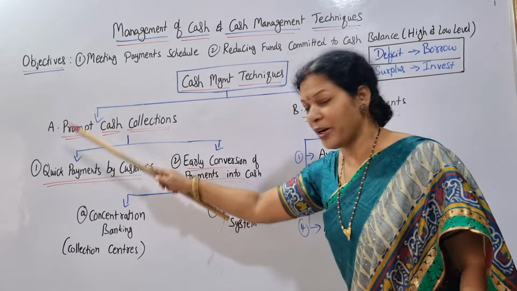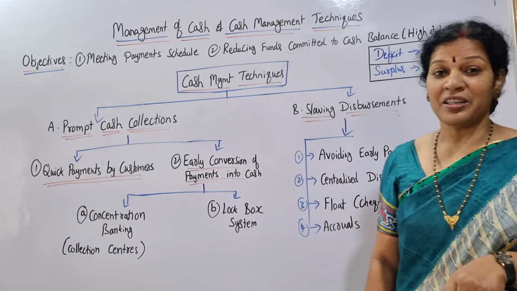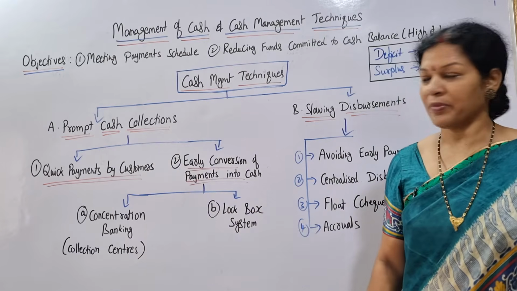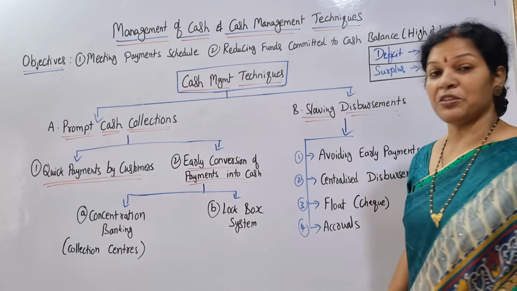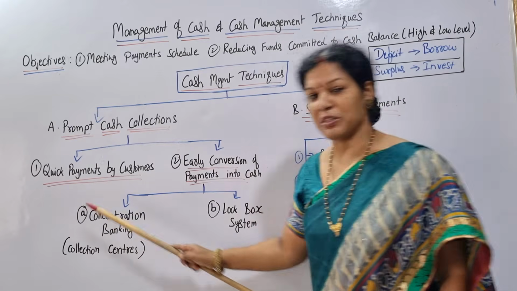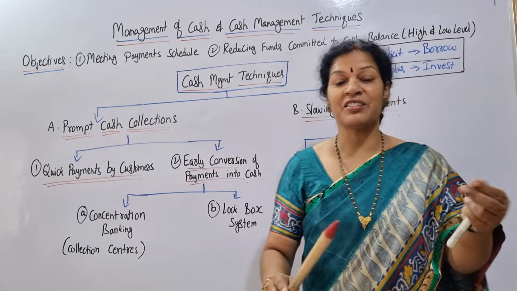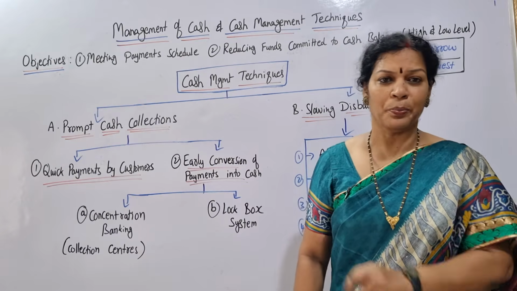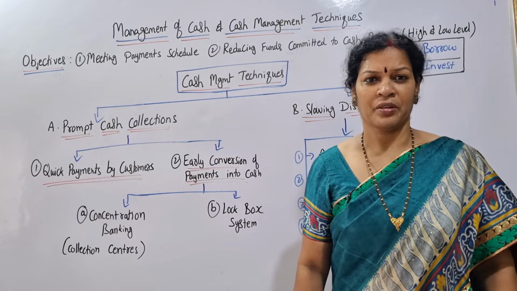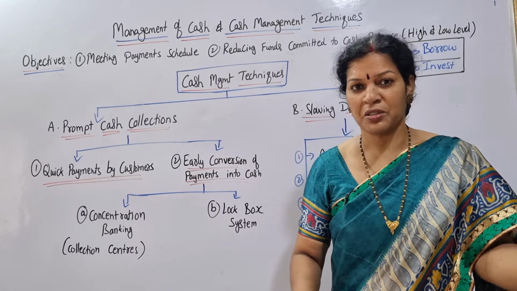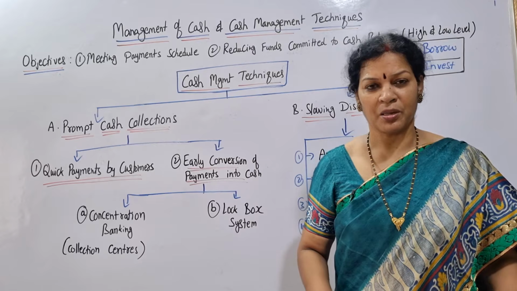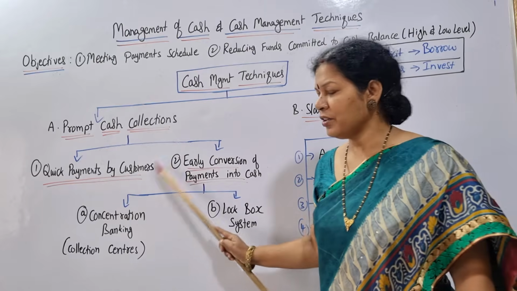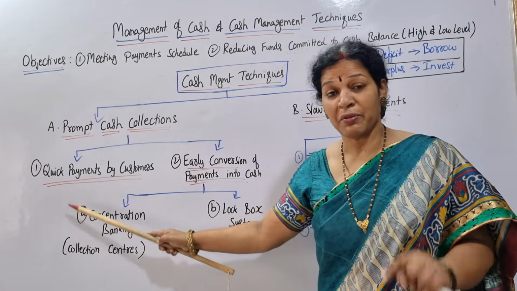Now when we focus on prompt cash collections, here you can discuss two sub points. One is quick payments by customers. Second is early conversion of payments into cash. Let's focus on quick payments by customers. We should always encourage the customers to make the payment as early as possible. Maybe we attract the customers by offering discounts or gifts. Whatever the policy, you have to encourage the customers for quick payments.